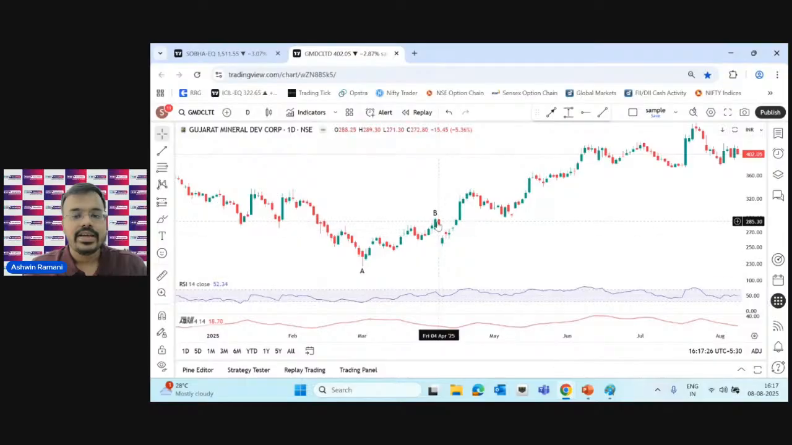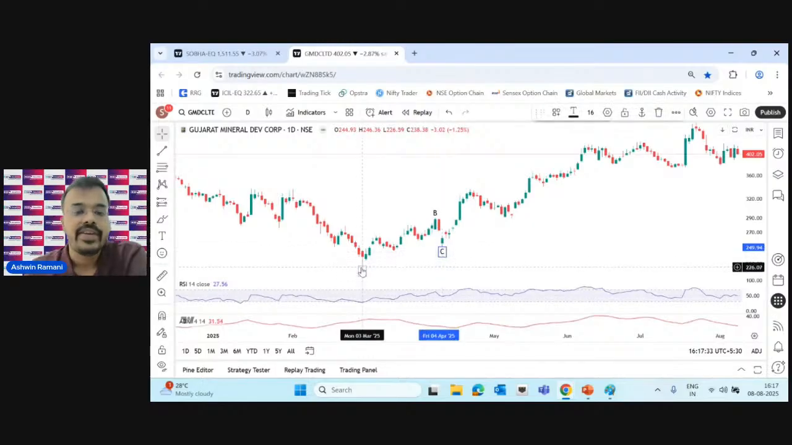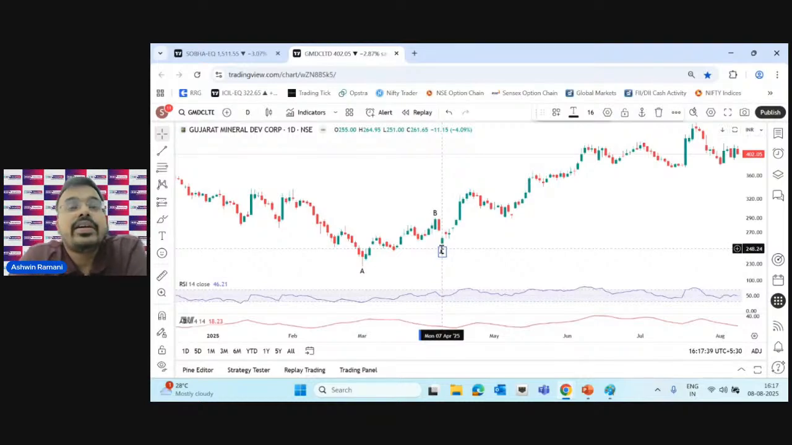And then there was some small correction here and this becomes my C point. This is the first thing that we need to identify, where the price from A has gone to B and from B the price has come to C here. Clear? That is the first step.